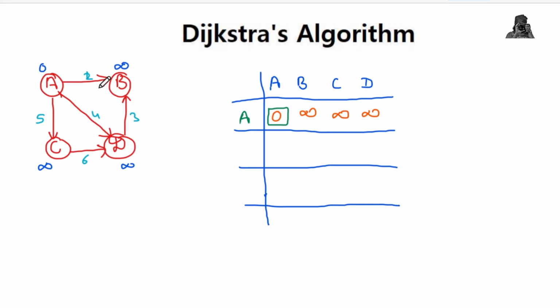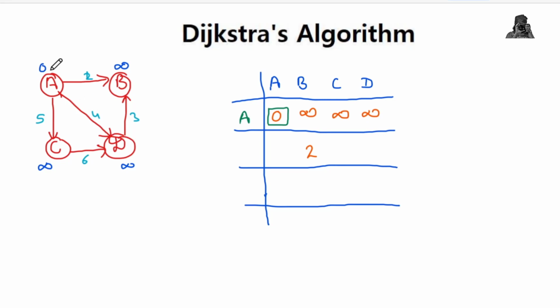So we have adjacent vertices here, B and C and D. We need to check is there a need to update these distances or not. So firstly check for B, from A to B. So distance of A is 0 plus cost of reaching B from A is 2. So 0 plus 2, which is obviously less than infinity. So now the distance of B will be updated to 2.